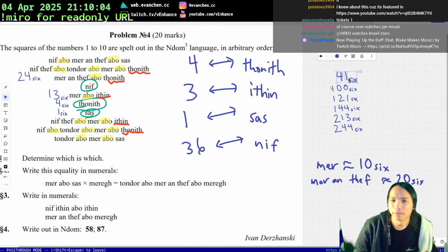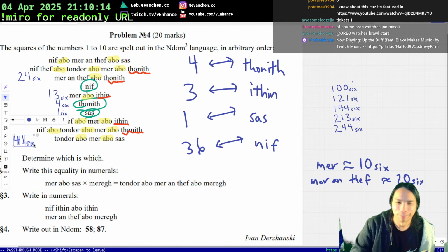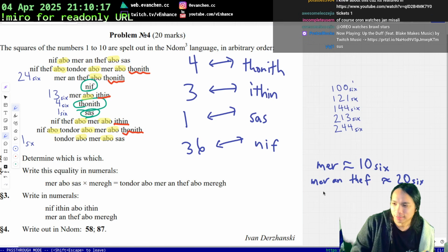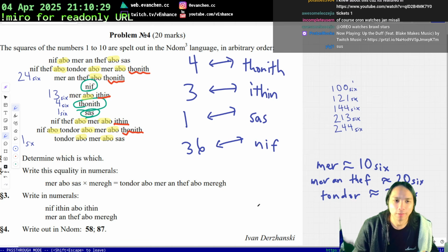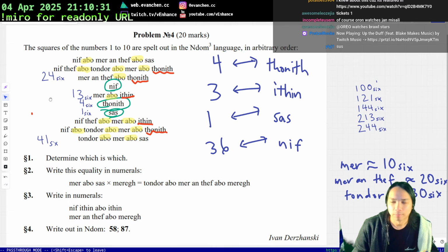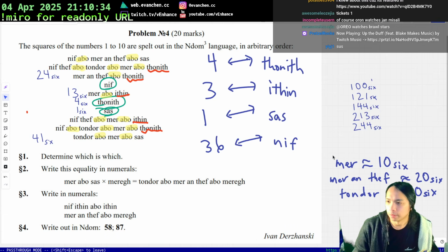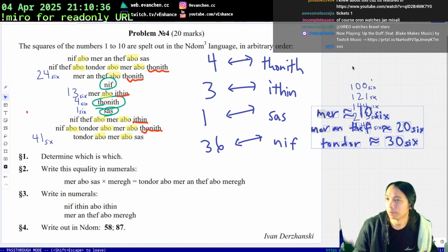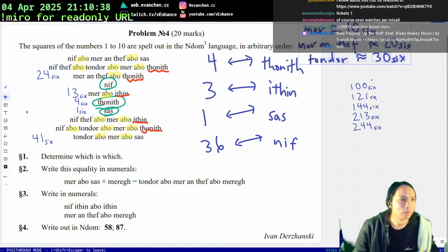So I'm looking for something that ends in sas and only has one thing before it. I bet Tondor is 30. I bet that's what's going on. So Abo is just plus, is what I'm assuming is going on. I'm gonna move these annotations a little closer. Or where's a good place? We'll put them here. Or no, that's blocked by chat.